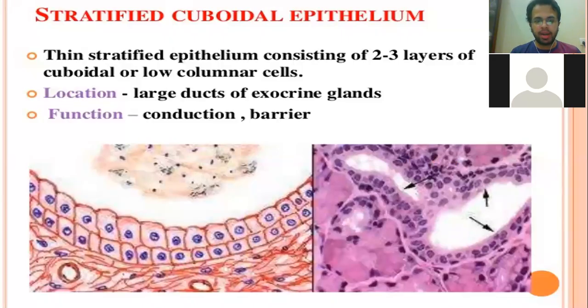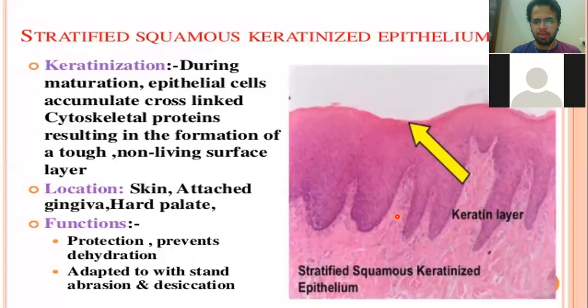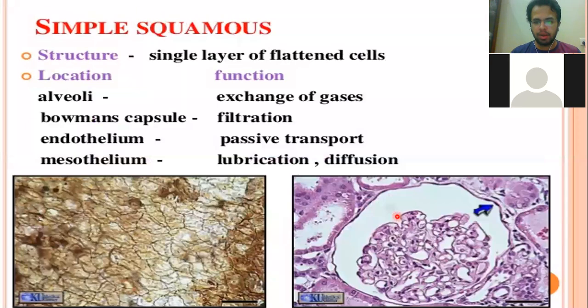If you look at this stratified cuboidal epithelium, I think first I'll show you the single layer. Yes, see, this is the body cavity. In histology, if you look at how it appears under the microscope, this is the epithelium, right? And this is how the simple squamous epithelium looks under the microscope.